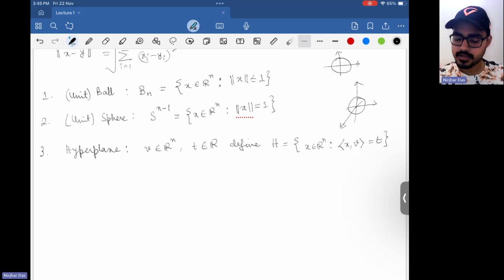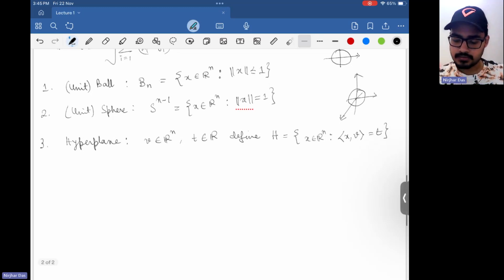So this inner product is again an offshoot of the definition of the Euclidean norm. Think of the inner product as defined by x comma y equals the summation, i equals 1 to n, of x_i y_i, right?